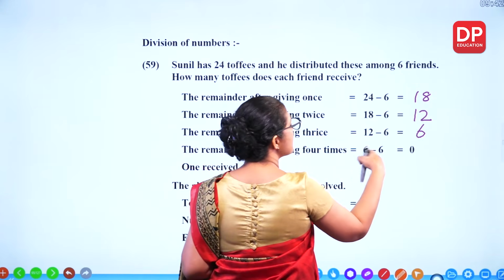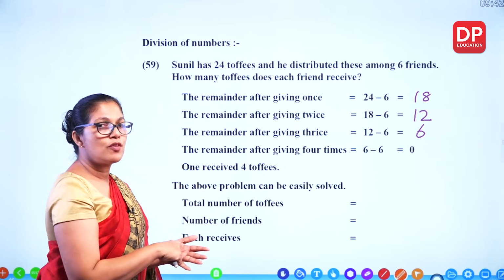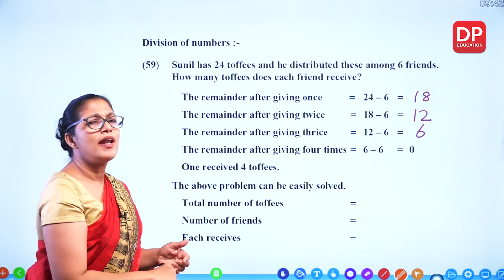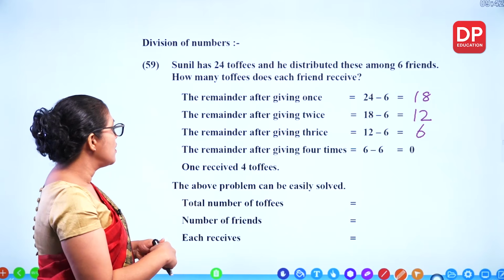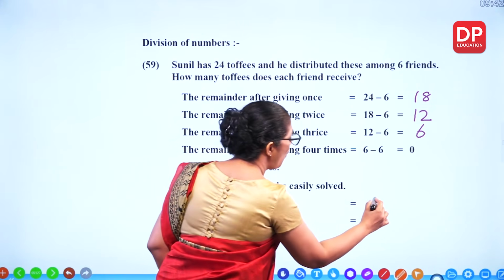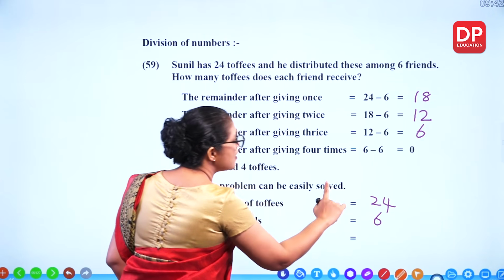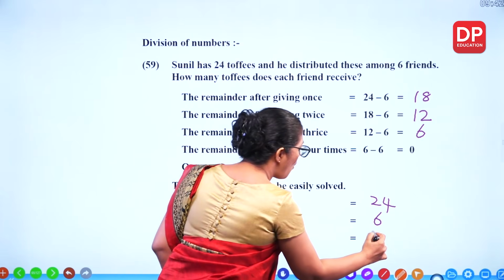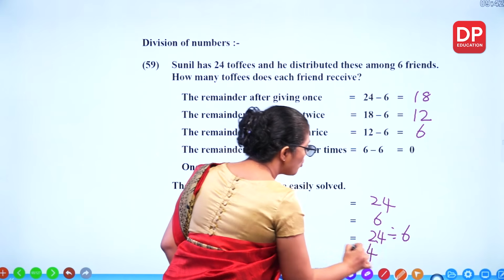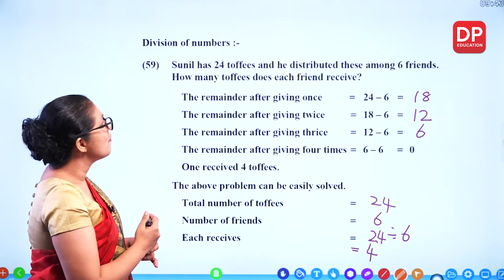Fourth time, 6 minus 6, 0. So that means how many toffees can you give? 4 toffees each. So this one, you can do it with division straight away. So what do we do? Total number of toffees is 24. There are 6 friends. Number of friends 6. So you divide 24 by 6. You get 4 toffees each. 4 toffees for each friend.